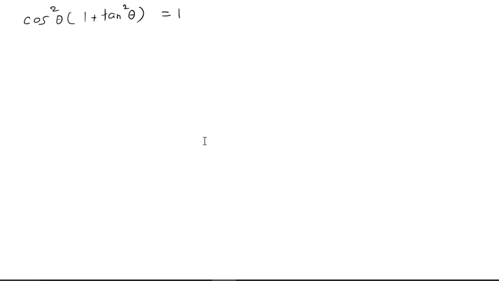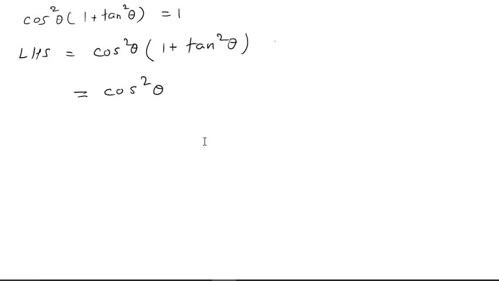Cos square theta into 1 plus tan square theta is equal to 1. Now again I will start from the left hand side. LHS is equal to cos square theta into 1 plus tan square theta. Now what is 1 plus tan square theta? Yes, 1 plus tan square theta is sec square theta. So in place of 1 plus tan square theta, we write sec square theta.